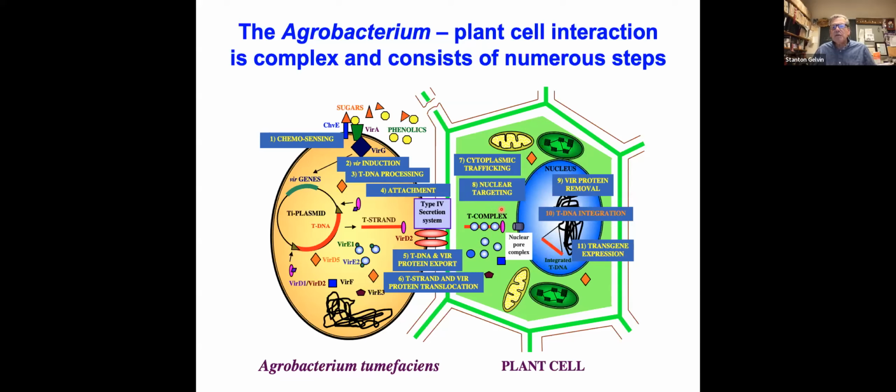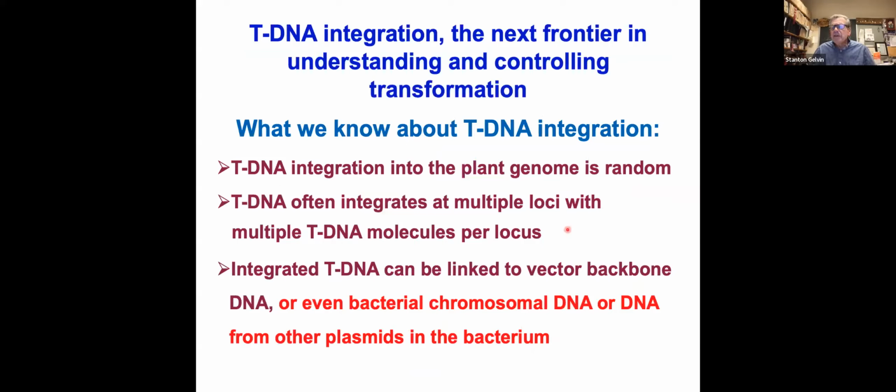One of the things our laboratory has done in the last 30 years is try to understand what the plant genes and plant proteins are that are involved in this whole transformation process: getting Agrobacterium to attach to the plant cell, getting the T-DNA translocated into the plant, finding its way to the nucleus, and then eventually integrating into the plant DNA. So I'm going to spend a lot of this seminar talking about T-DNA integration, which our laboratory has been very actively researching for the last 5 to 10 years or so.